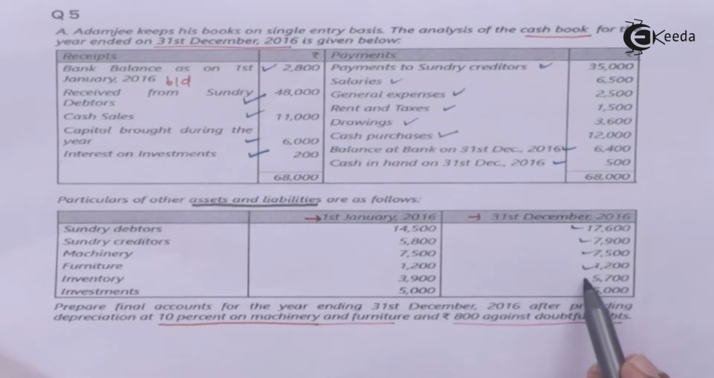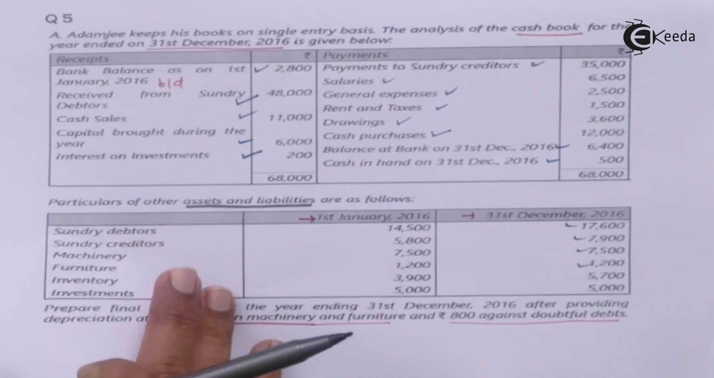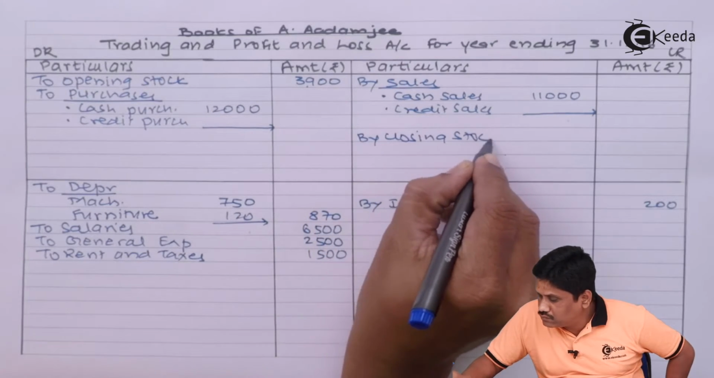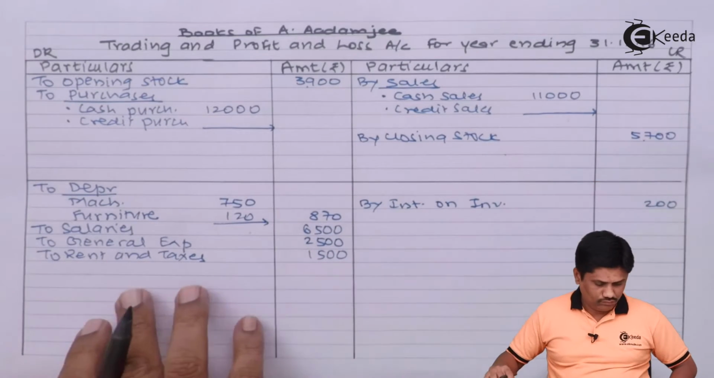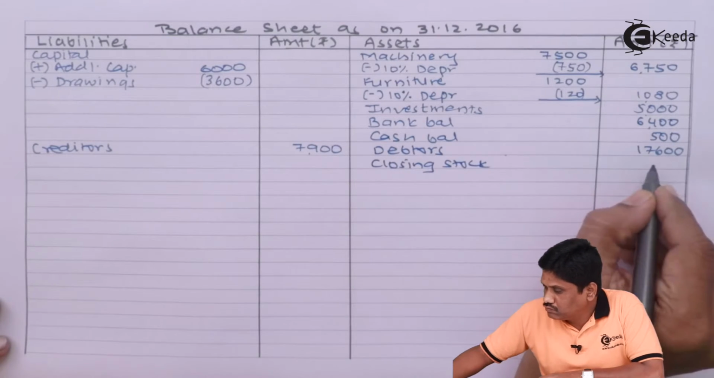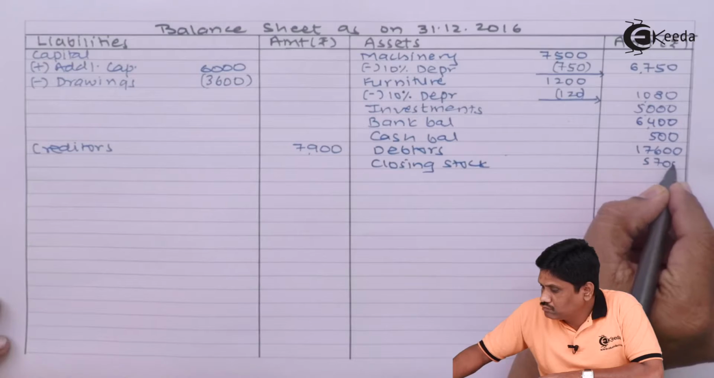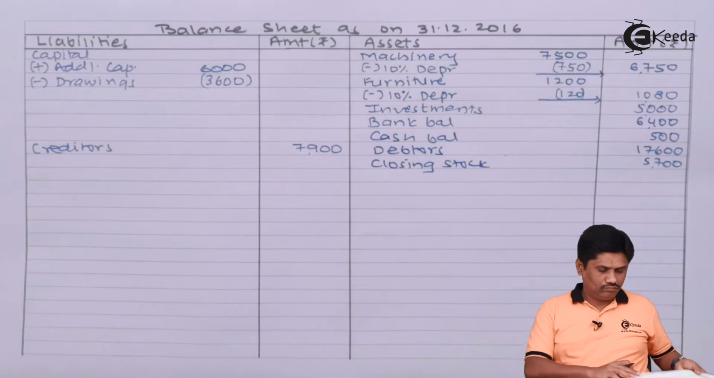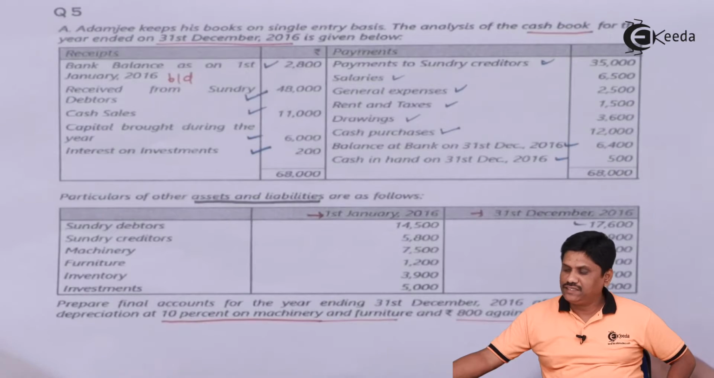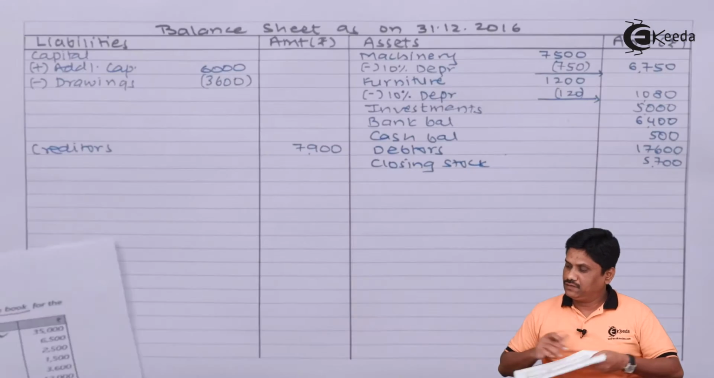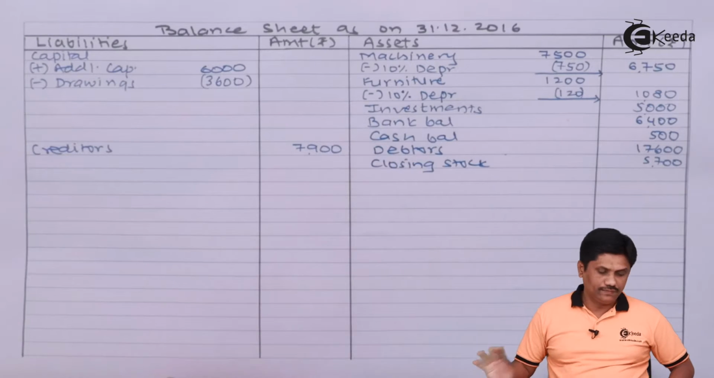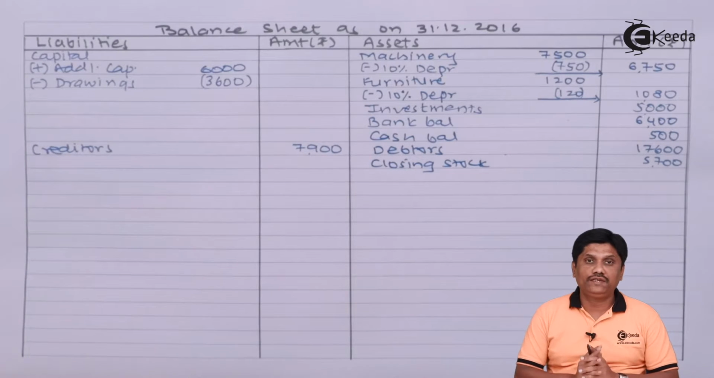Inventory, that is your closing stock, 5,700. Two effects will be given. Investments 5,000 as it is, we will copy. Rather, we have already recorded the investment 5,000. So everything is done. Now I need to close all things step by step.